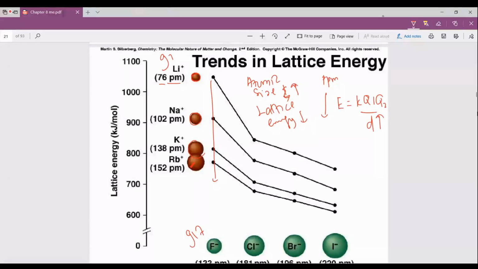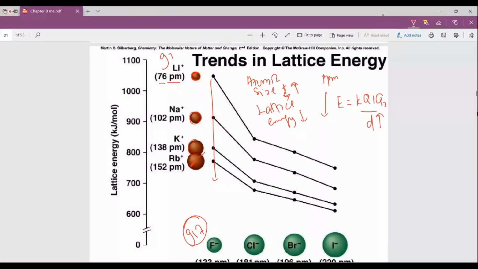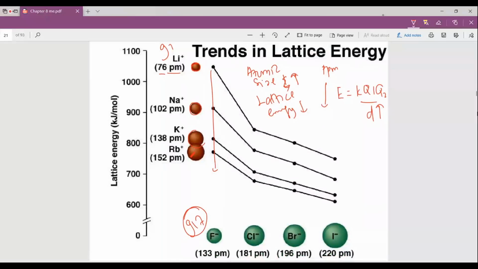Okay, same goes with group 17. Down the group from fluorine, chlorine, bromine, and iodine, the size is increasing, while the lattice energy is decreasing. Same as lithium here in group 1.